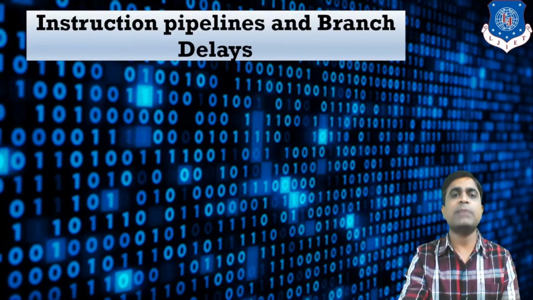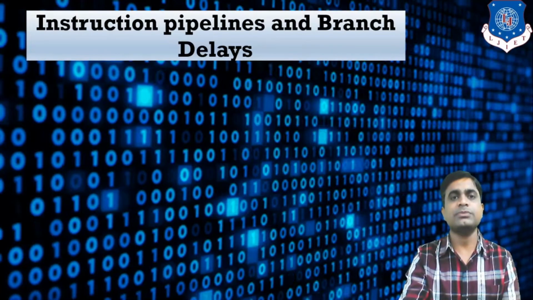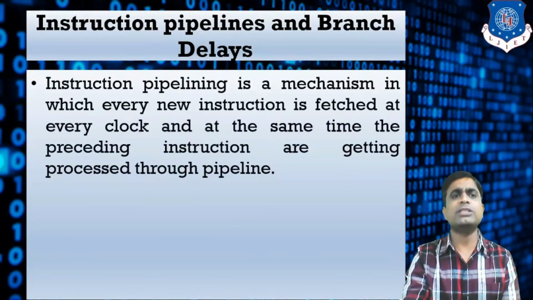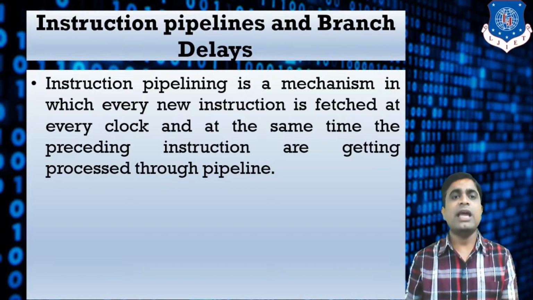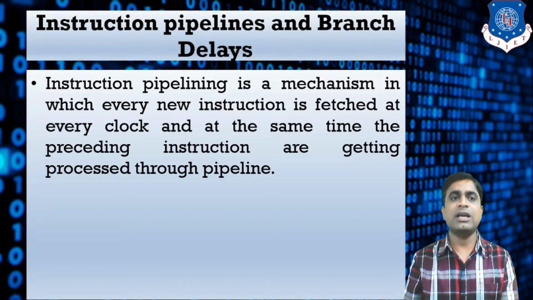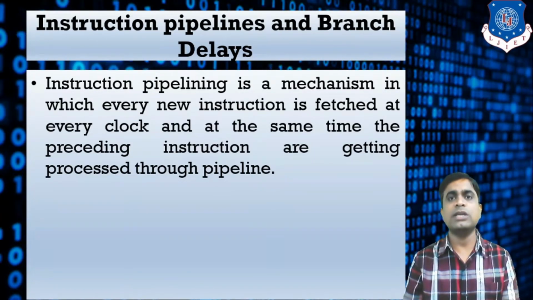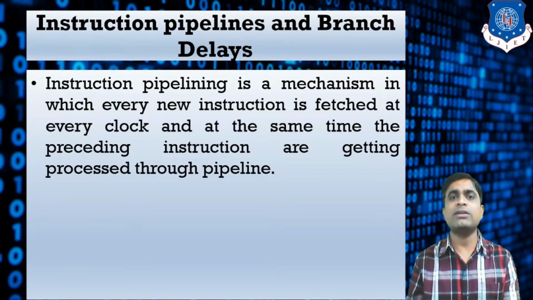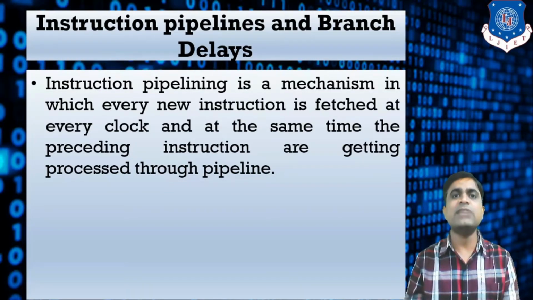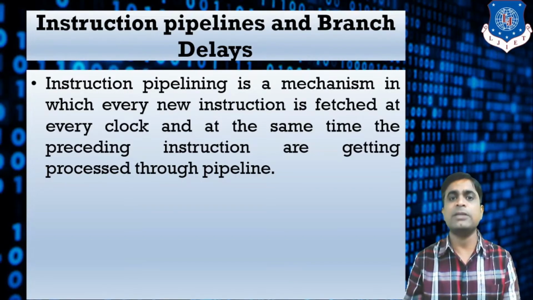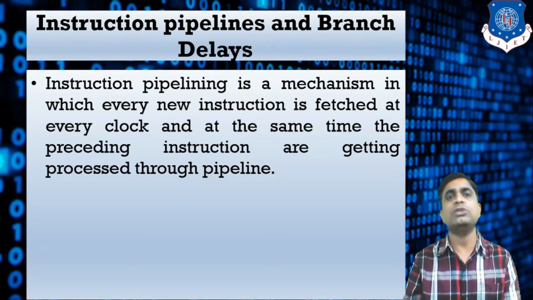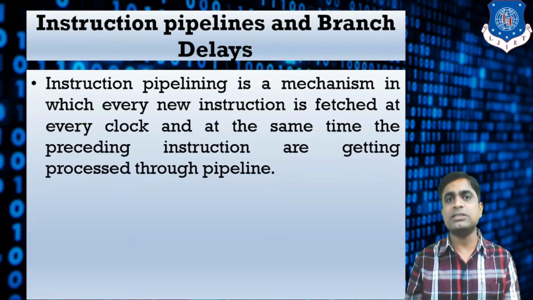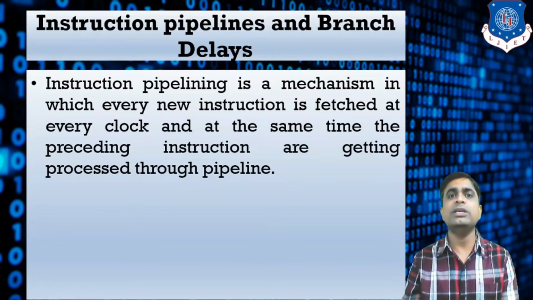Now let's discuss instruction pipelines and branch delay. First of all, we need to understand instruction pipelining. It is a mechanism in which a new instruction is fetched at every clock. We know about the clock, right? A single clock is there. So at each clock cycle, one instruction is fetched, and at the same time, the preceding instructions are getting processed through the pipeline. That instruction is stored in the pipeline.